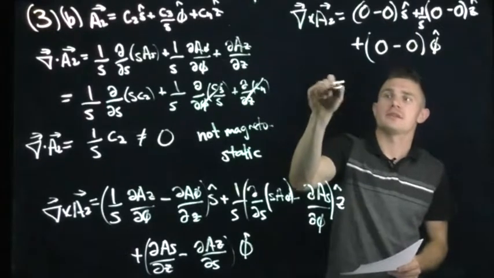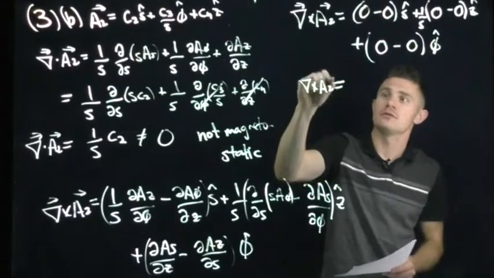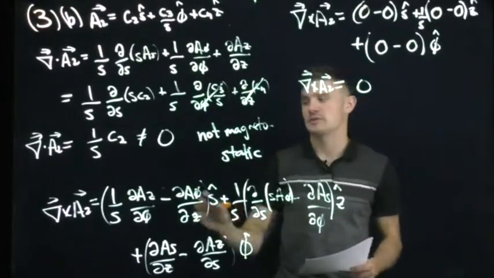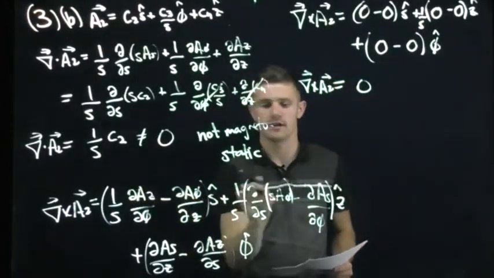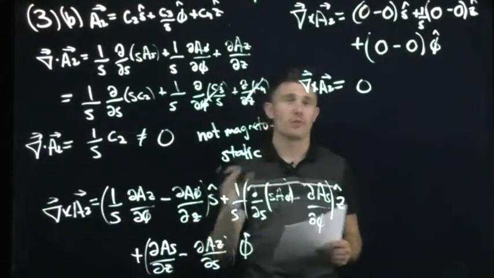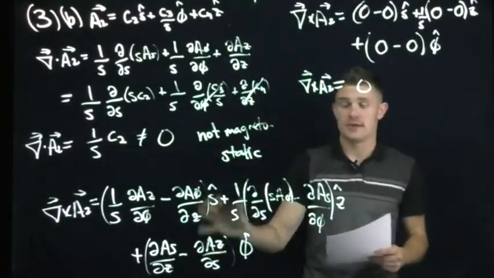So what this means is that the entire curl of A2 is equal to 0. Again, you can write them out explicitly and add in your AZ, your A phi, your AS, and that will give you one more step here. But in order to save space, I didn't do that.